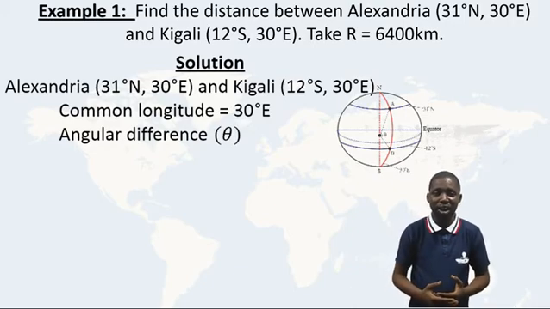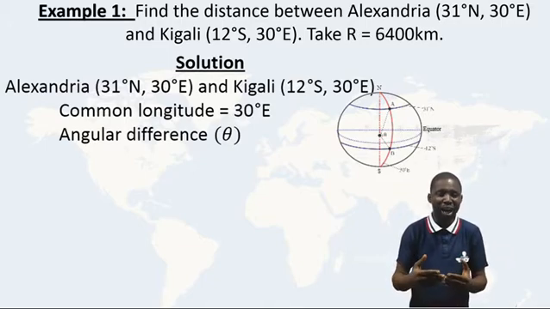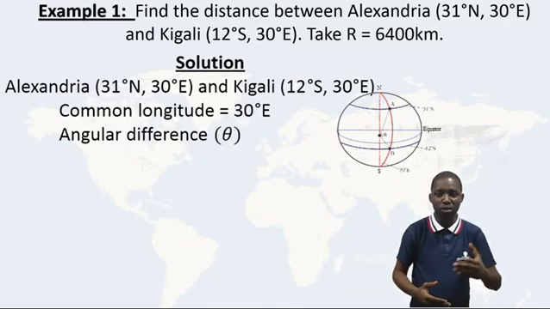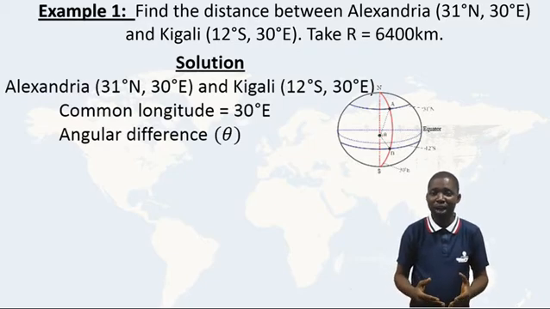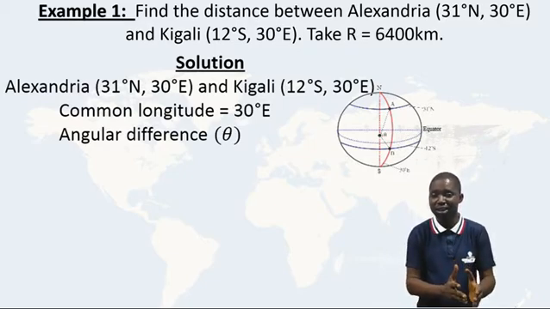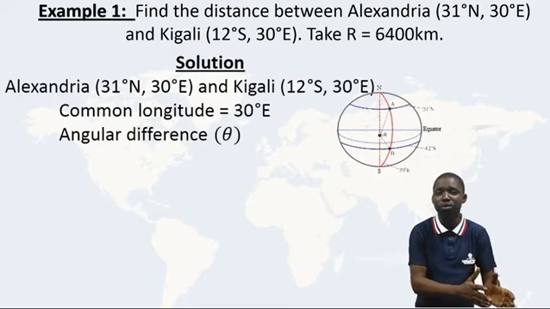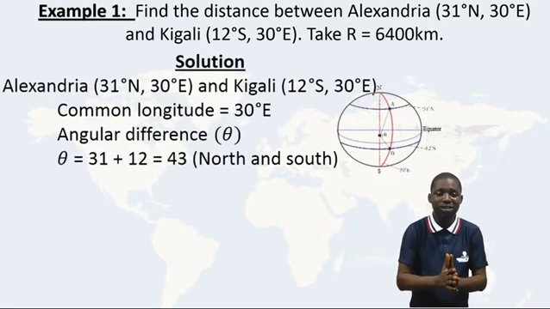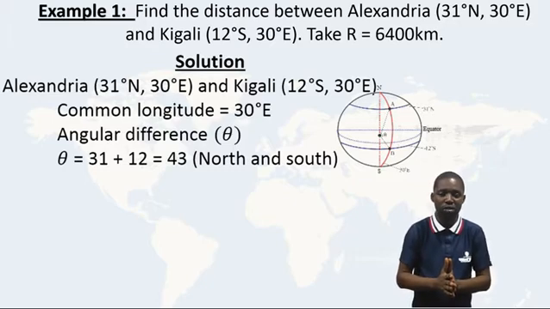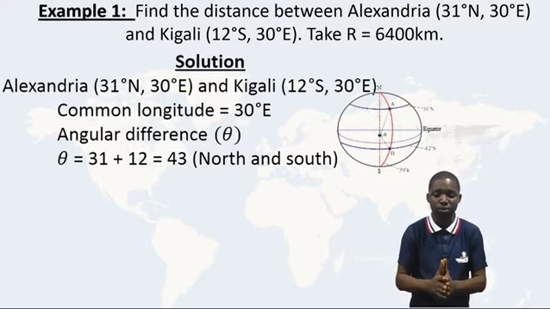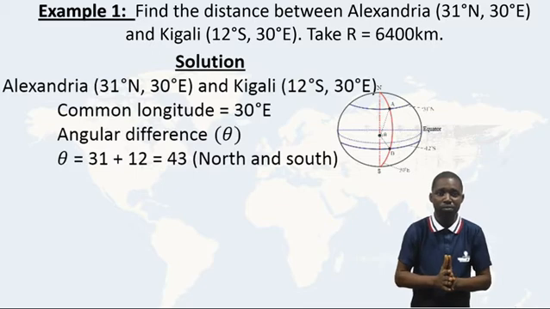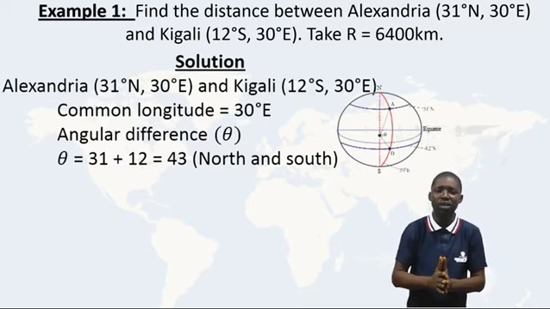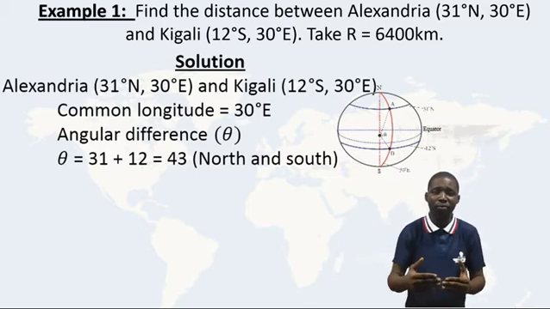In Alexandria, we have 31 degrees north and we have 12 degrees south, meaning we have different positions, north-south. Remember, I told you in lesson 2, anytime we have different positions, we add together. So our theta will be 31 plus 12, simply because we have north and south. So theta is 43.